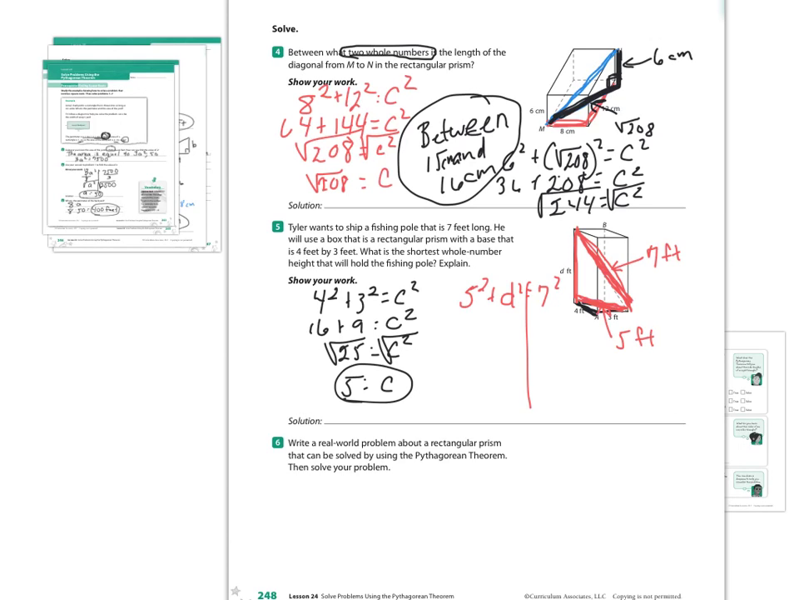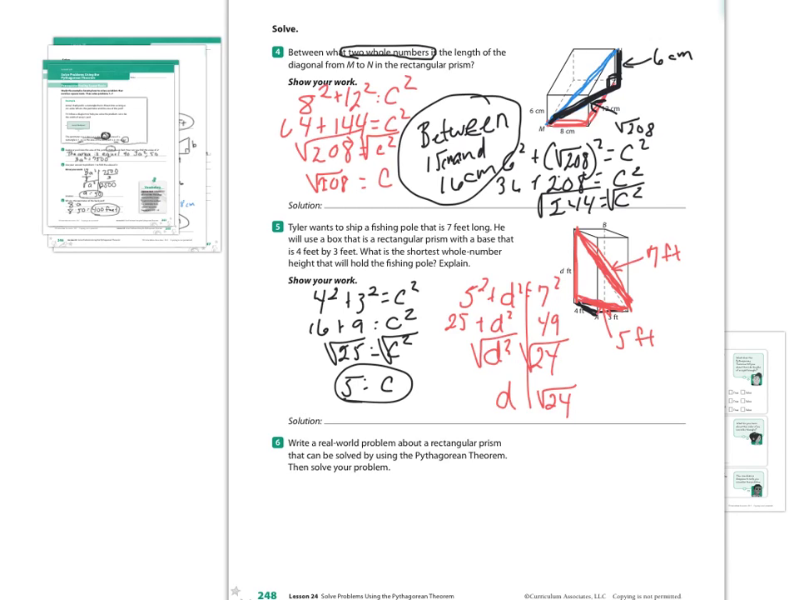Solving that equation, evaluate the expressions first. 5 squared is 25, 7 squared is 49. Isolate the variable, subtract 25 from both sides. D squared is going to be equal to 24. To find the value of D, we need to take the square root of both sides, which would mean D is the square root of 24.